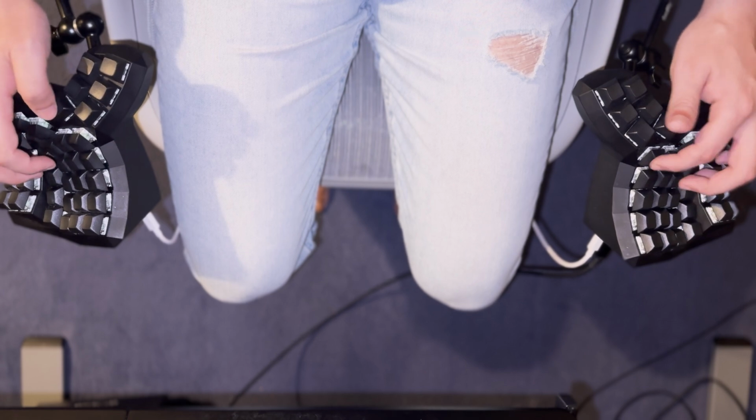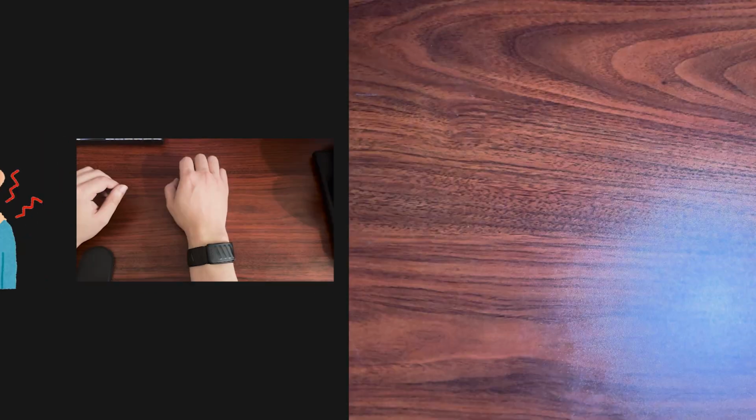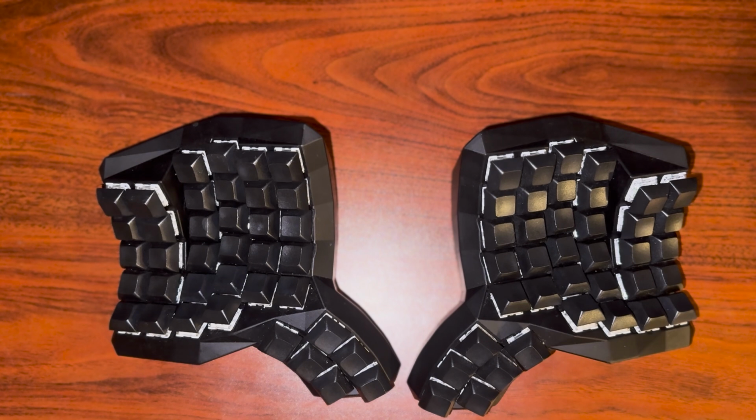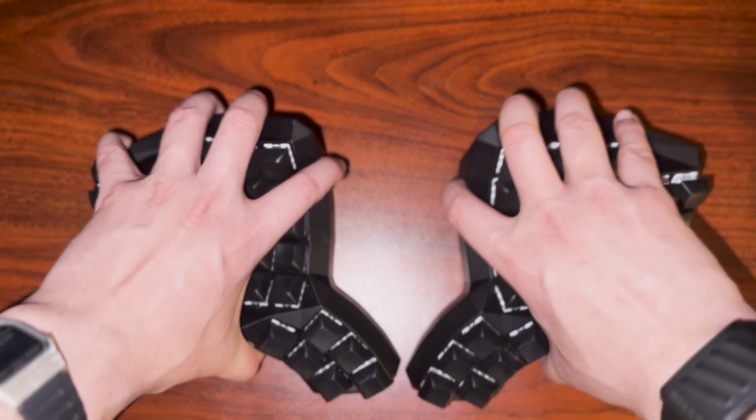Since I started using this keyboard, the numbness in my fingertips, the pain in my wrists, and the soreness in my shoulders has completely gone away. If you're suffering from something similar, I would highly recommend you look into keyboards like this. Again, it doesn't have to be this one, but just make sure you address the pain.